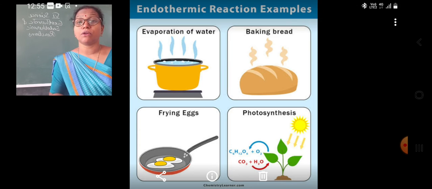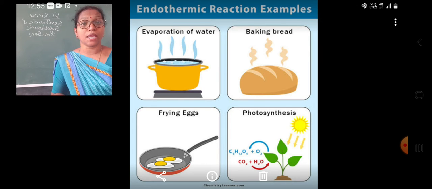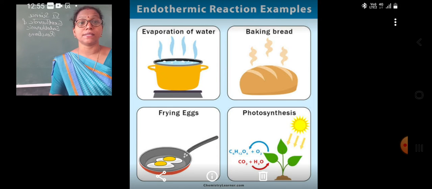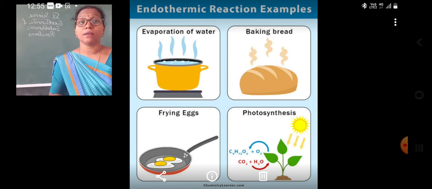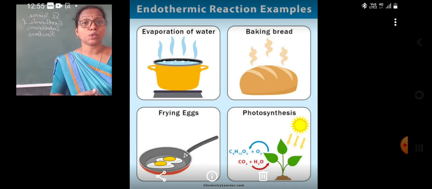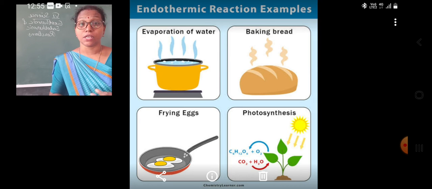The evaporation of water, that is endothermic reaction. The water absorbs heat and changes into water vapor. So students, the evaporation of water is an example of endothermic reaction. The baking of bread, the dough is kept in the oven. The bread absorbs heat. It is cooked, changing into bread.